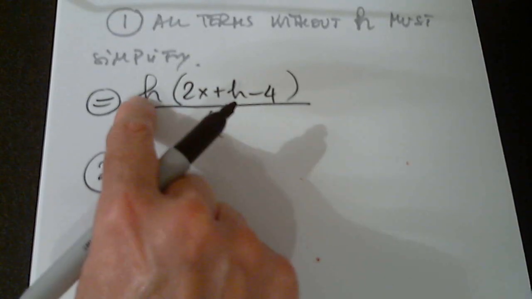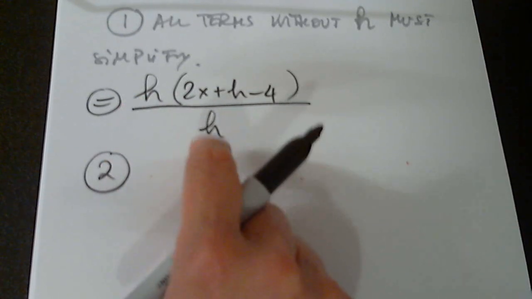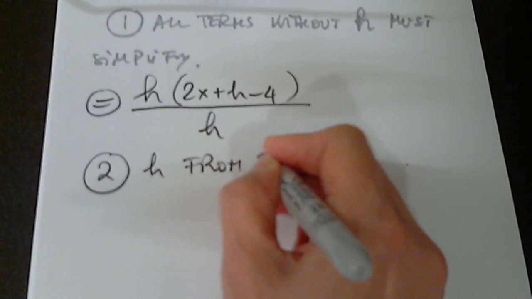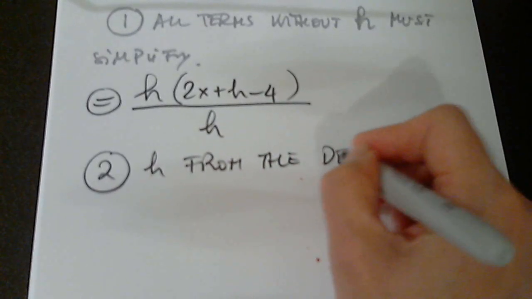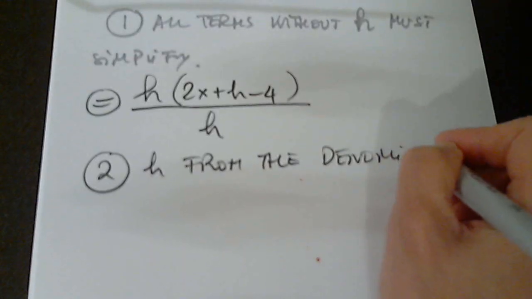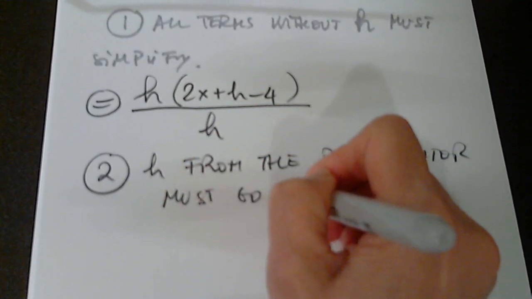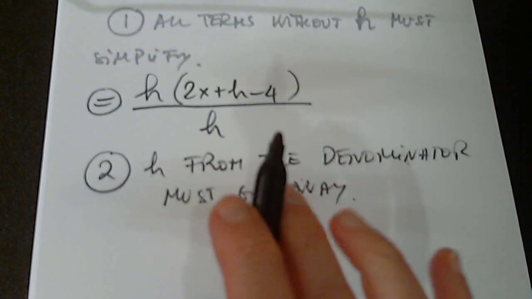So here's note number 2. The h in the denominator has to simplify, has to go away. The h from the denominator must simplify, must go away. And it does.